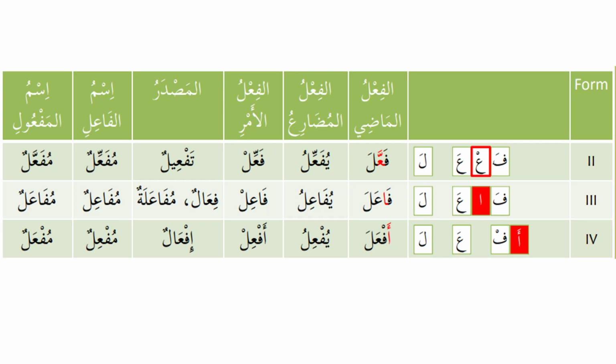Now, if you see here, we have learned form number 2 already. In form number 2, we know that there is extra tashdid, or we can say there is extra ainul kalima. So it is fa'ala, yufa'ilu, and al-masdar is taf'ilun. Fi'l al-amr is fa'il, and ismul fa'il is mufa'il, and ismul maf'ul is mufa'al.